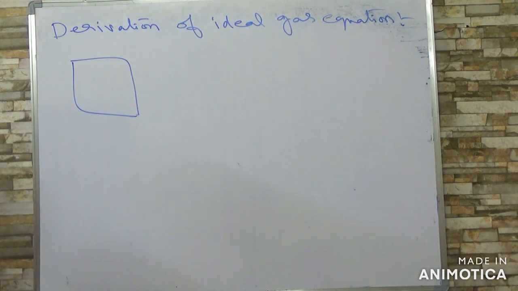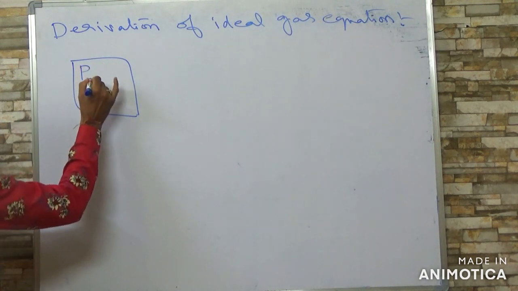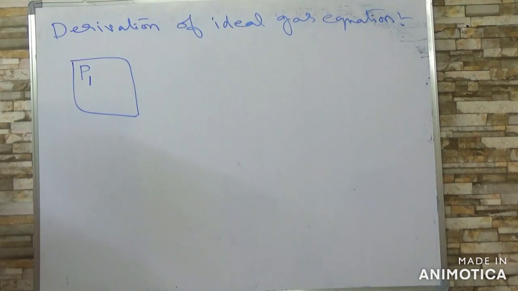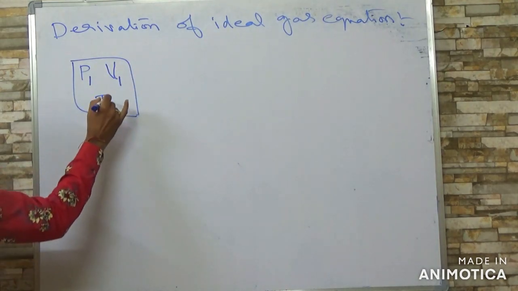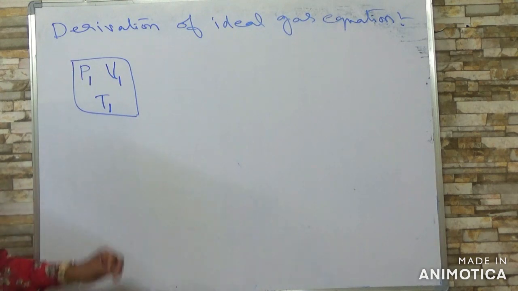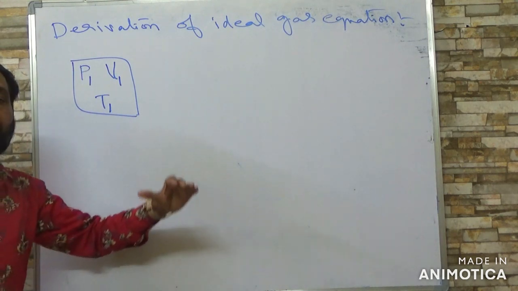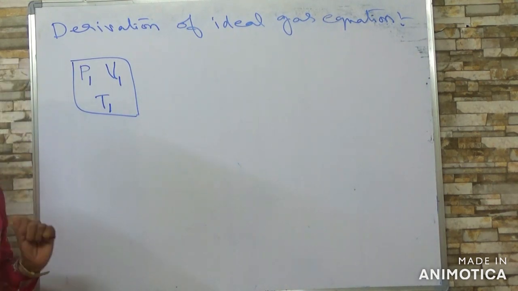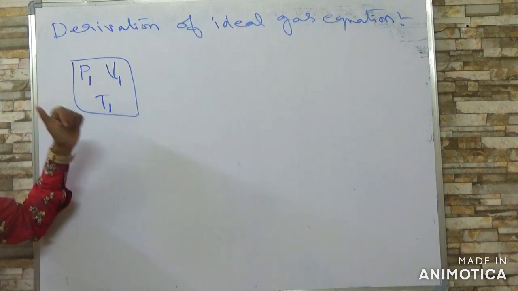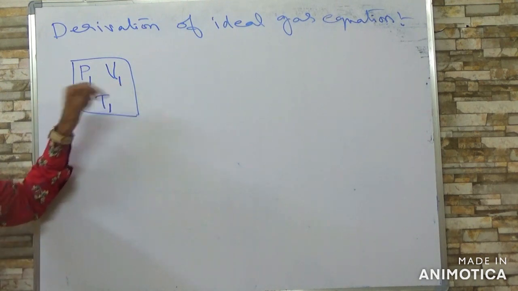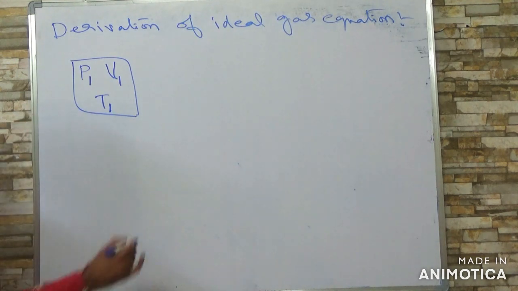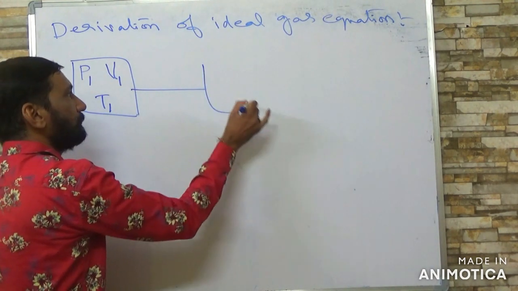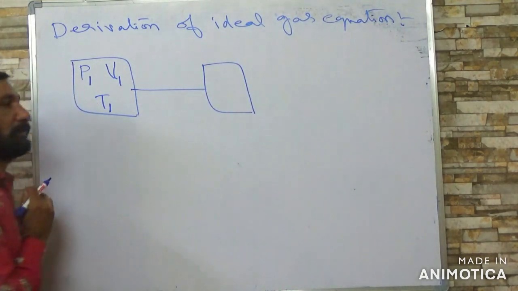Okay, now we are going to derive the ideal gas equation. So let us consider a gas enclosed in a cylinder whose initial pressure is say P1, volume V1, temperature T1. Okay, so we are considering a gas which is enclosed in a cylinder whose initial pressure is P1, volume is V1, temperature is T1.